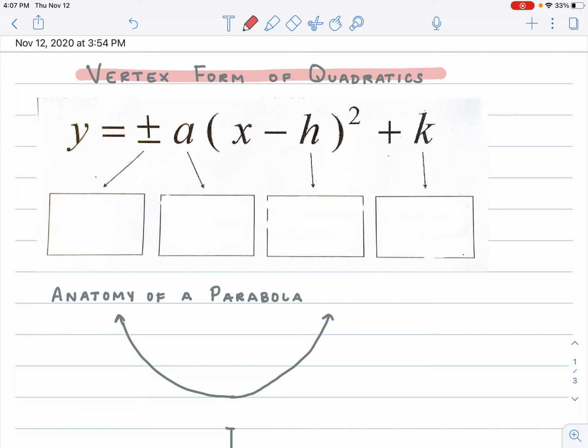So this is the vertex form: y equals plus or minus a, parenthesis, x minus h, parenthesis squared, plus k. What we're going to do first is talk about what each of those attributes mean, and then dive into graphing it. So first one, the plus or the minus. That tells you if you have an x-axis reflection.